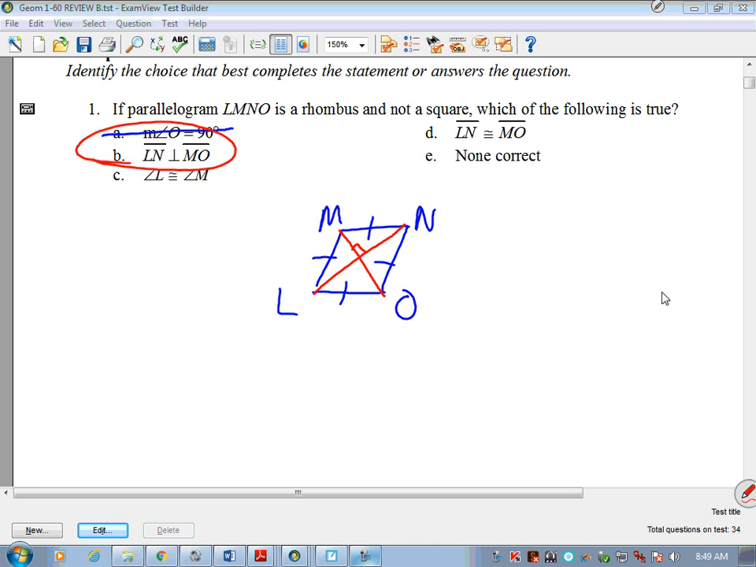Now, if we look at the rest of these, angle L being congruent to angle M, again, would force that to be 90 degrees, which again would make it a rectangle, which would again make it a square. We also have LN being congruent to MO. Well, in a rectangle, diagonals are congruent. So again, we don't want to make our rhombus a rectangle because that would make it a square. Okay, so that's why we wind up with B as our answer here, that we just want our diagonals to be perpendicular because it's the one way that they give us that we could have a rhombus that is not forced into a rectangle and therefore is not a square.